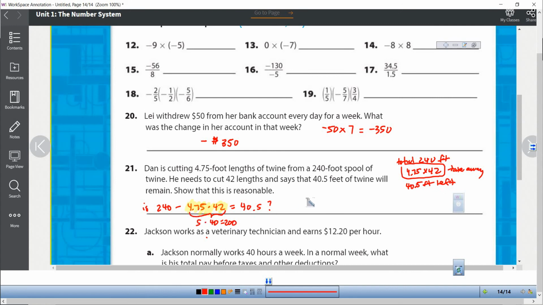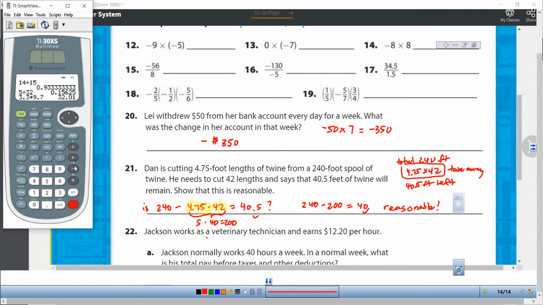So by estimating, I would get 240 minus 200, which is 40. And is 40 close to 40.5? Yes. So that is reasonable. Notice they did not say prove that it's correct. If we wanted to prove it's correct, we would find this one out exactly.